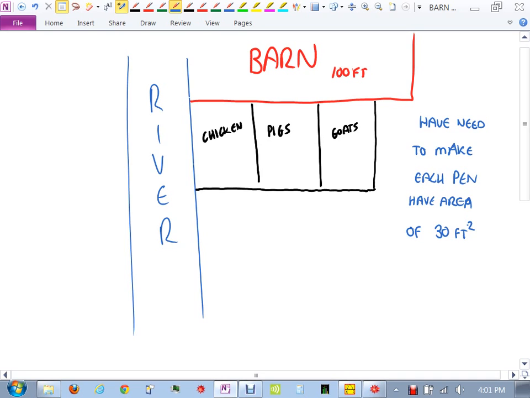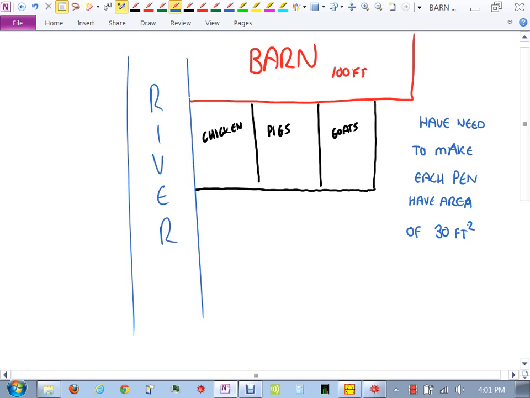So what do you think? I don't know if farmers really think like this. I would hope they do, but who can tell me what question someone should ask themselves here? How much fence do I need? Yes, but a better question would be the least amount of fence I need, right?